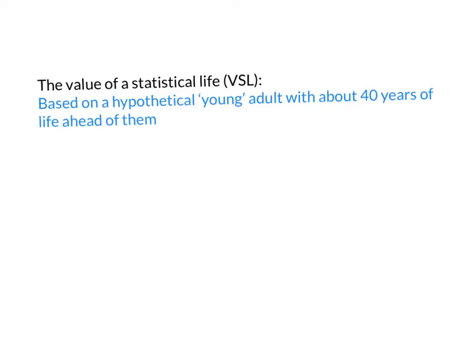First thing we need to note, though, is that we're working on this value of a statistical life. What does that mean? Well, we're not going to work out the value of a particular person's life. What we're doing is trying to put a value on a hypothetical young adult, and I put young in inverted commas because when this was being developed, people lived significantly shorter lives than they do today, but a young adult with about 40 years worth of life ahead of them.